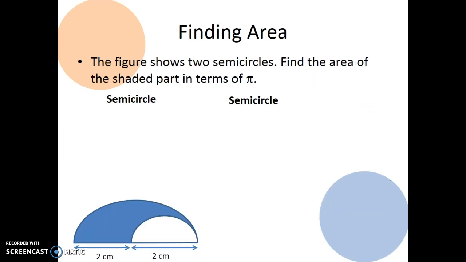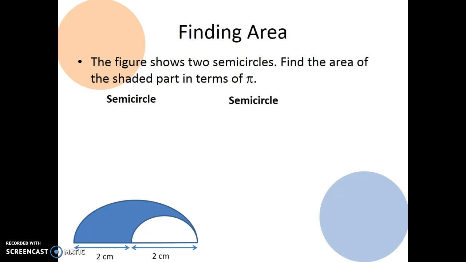Alright, now we have a figure with 2 semicircles, and we want to find the area of the shaded part in terms of pi. So go ahead and pause the video. I think that you can do this on your own again, and come back and check your work.